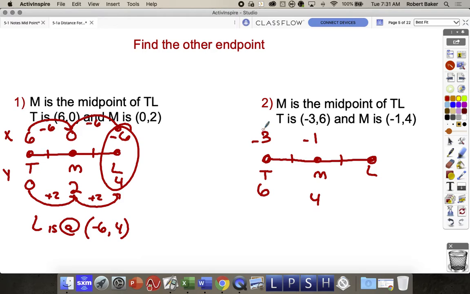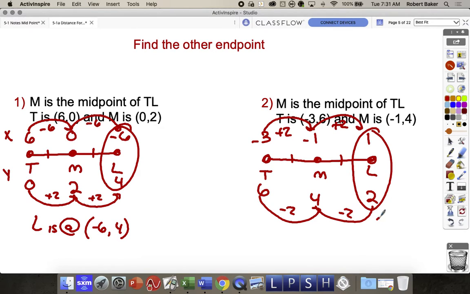So to get from negative 3 to negative 1, I added 2, so I have to repeat that, add 2. To get from 6 to 4, it's subtract 2, so repeat, subtract 2. So L is at the point 1, 2. So that's another way to use midpoint to find more information.